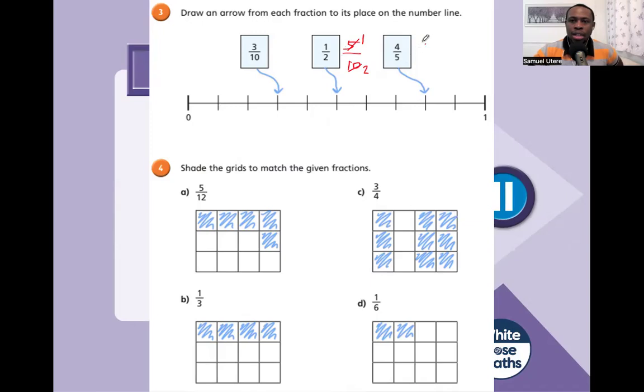Here you can see that it's 8/10. If we divide 8 by 2, we'll get 4. And if we divide 10 by 2, we'll get 5. So this represents 4/5. Here you can see that we have 5.